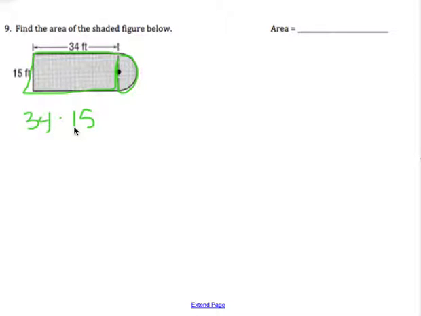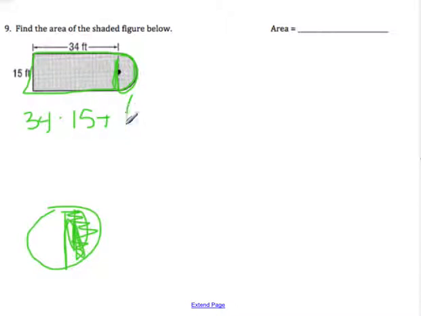Now, if I have half of a circle, remember that half of a circle is 180 degrees. So basically what I have here is a circle with a shaded region of 180 degrees. So that's the shaded region that we're looking at right here. So what do I know? I know that it's 180 degrees. So to get that sector, I need to do 180 divided by 360 times my radius squared.